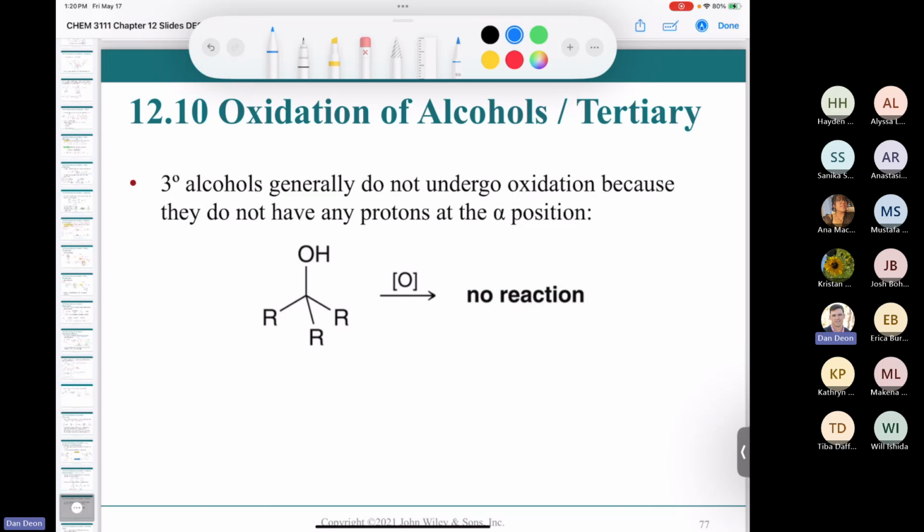And if you're wondering, is there an exception? Maybe there's some really strong oxidizing agent. Nope, it can never happen. The reason why is because the alpha carbon has no protons attached to it. You have to have a proton attached to the alpha carbon, so this is the alpha carbon, in order for there to be an oxidation. So there are no exceptions to this rule.